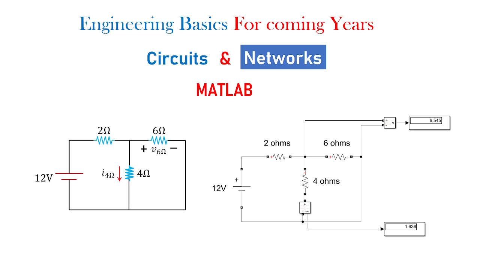In today's class, we are going to see a simulation model of Matlab for the circuit shown in this figure, where you can see a 12 volts DC supplying its input to 2 ohms, 4 ohms and 6 ohms, and we need to calculate the value of current in 4 ohms and voltage developed across 6 ohms. Side by side you can see the Matlab model also. So how to connect all these elements in Matlab and how to get the value of current and voltage in a very quick way, we are going to learn in this particular session.